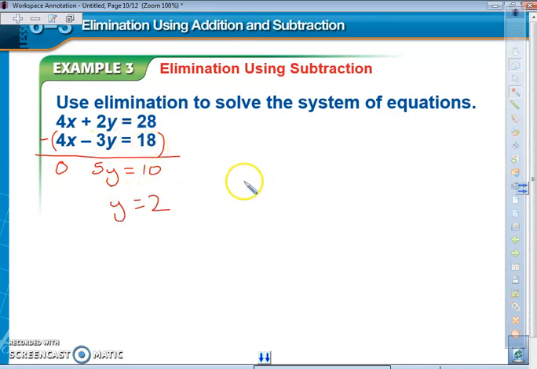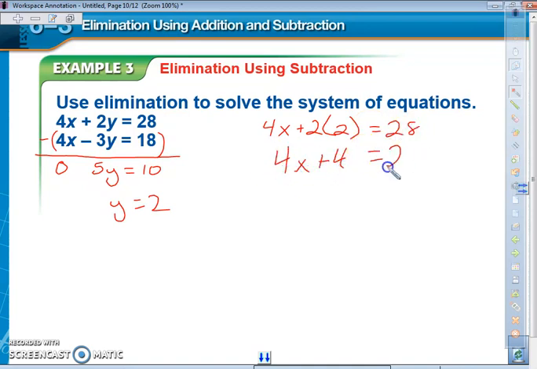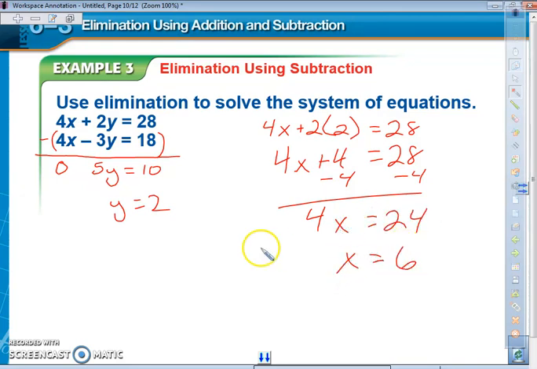Y equals 2. I can go back and choose either one. I'm going to choose the top one just because it's all positives. Okay, so 4x plus 2 times 2 equals 28. 4x plus 4 equals 28. Minus 4, minus 4. 4x equals 24. X equals 6. So the solution to this would be 6, 2.